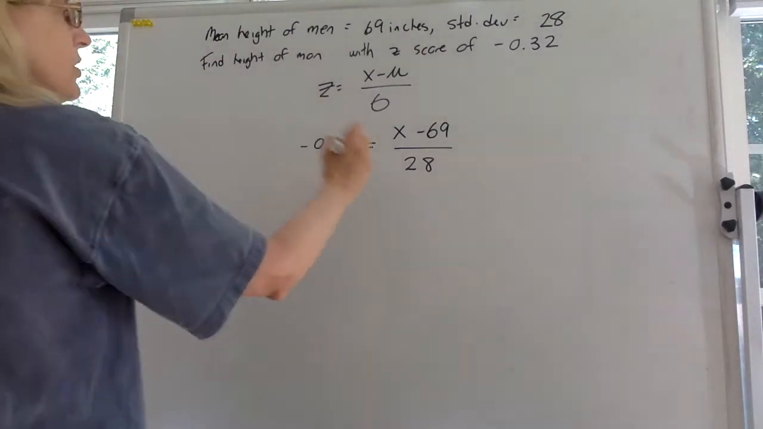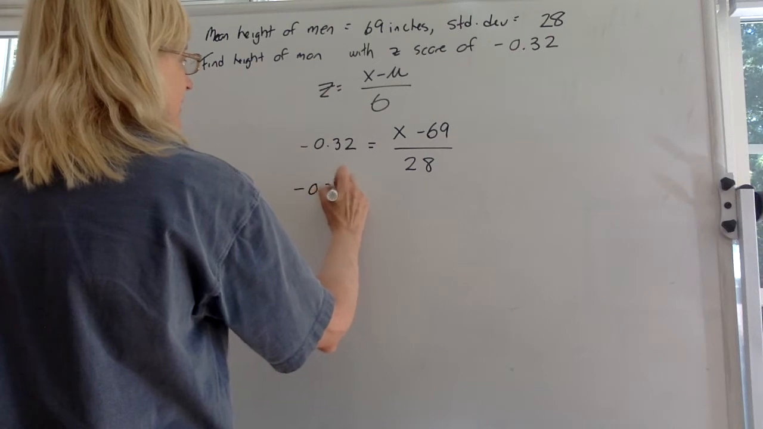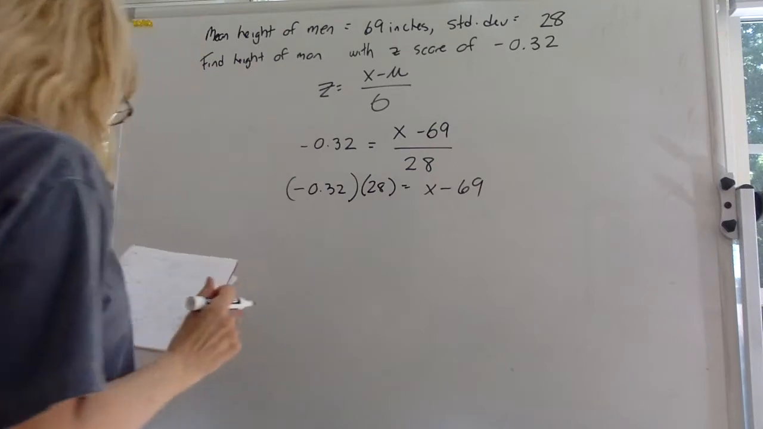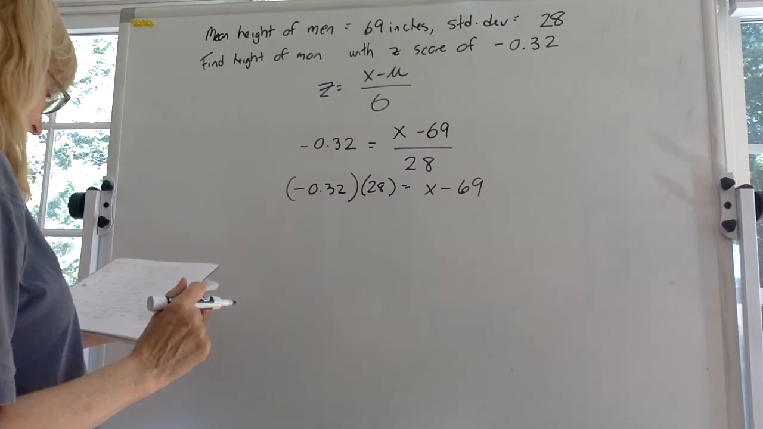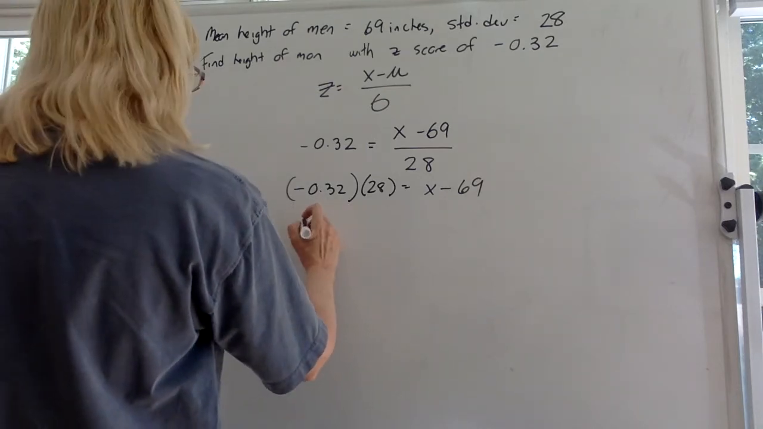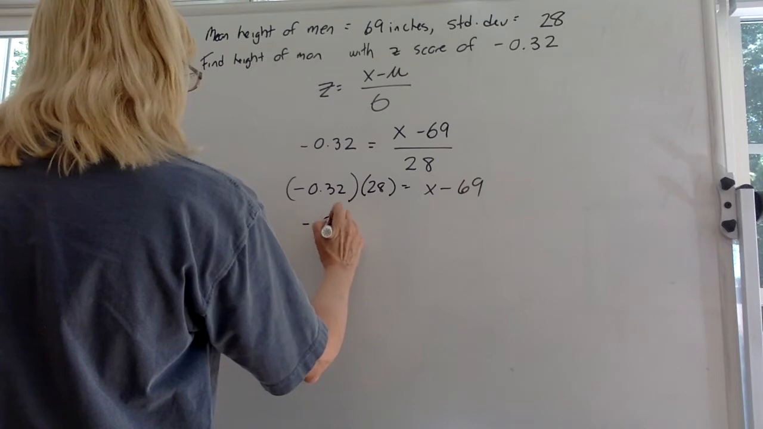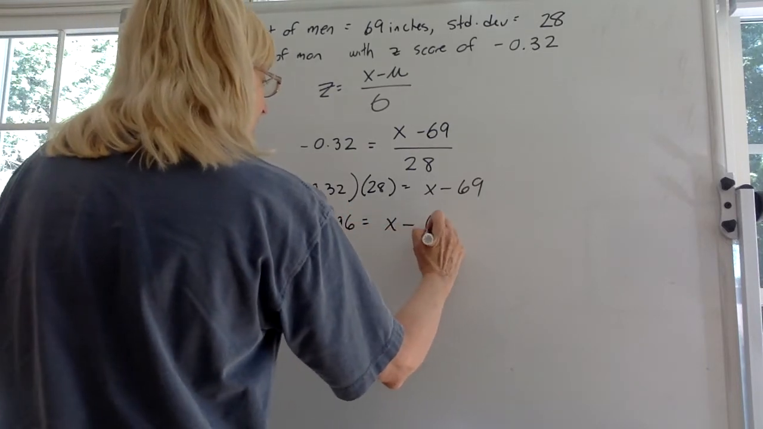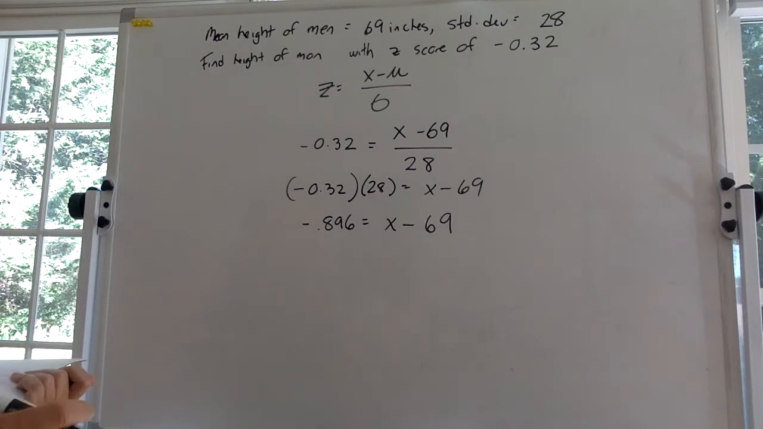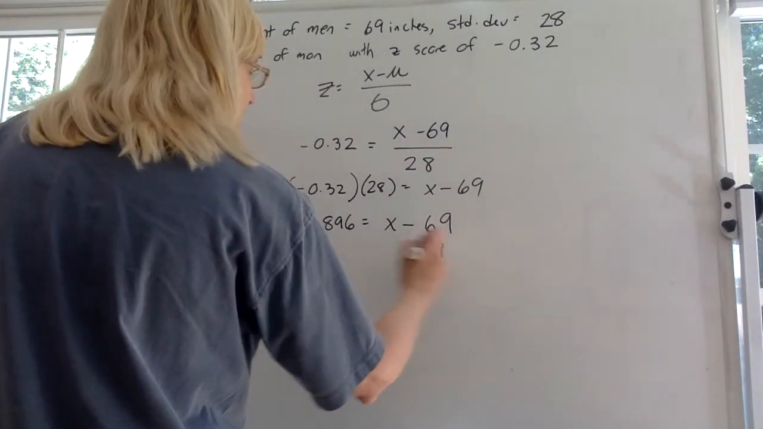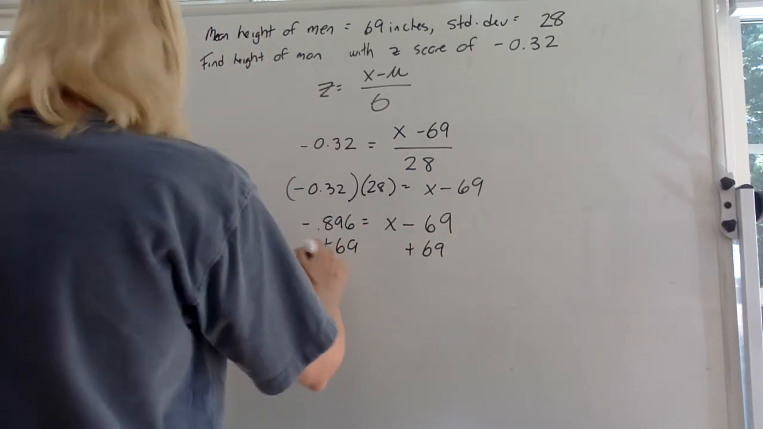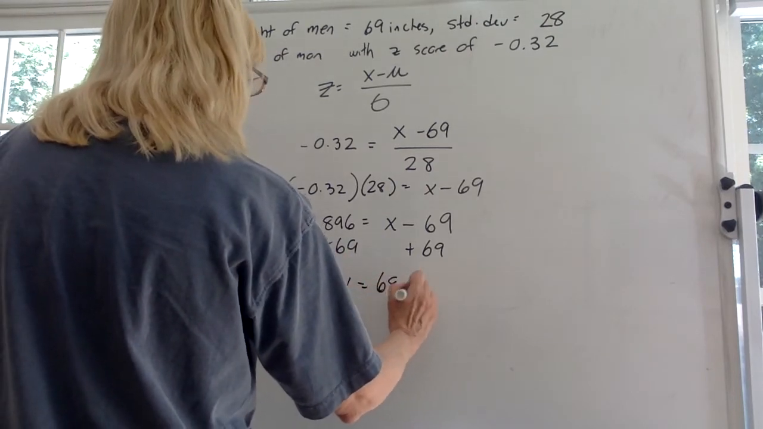So what do we do? We cross multiply. Right? Okay. And then we do the multiplication. And when I do this multiplication, I get negative 0.896. Don't forget the negative. And then we add 69 to both sides to get x by itself. So basically in your calculator, you're doing 69 minus 0.896. We get x equals 68.1.